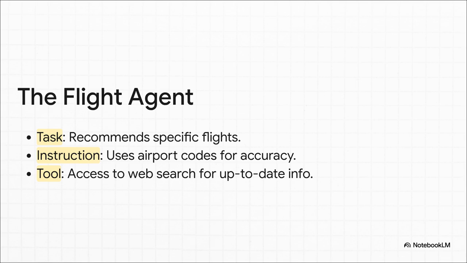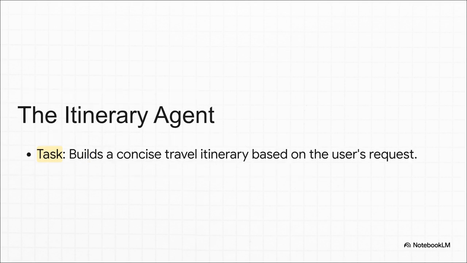And here's a really powerful feature. We can give it a special tool, in this case, live web search. This means our agent can access the most current, up-to-the-minute flight information right from the internet. And on the other branch, we have our itinerary agent. This one's a little simpler.